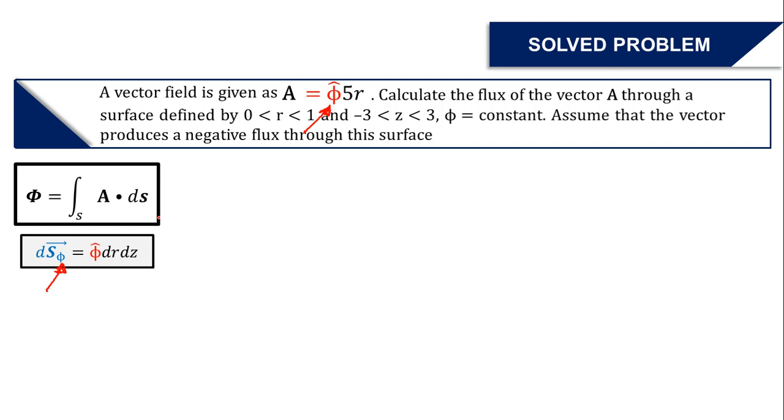So ano nang gagawin natin? We will substitute itong dalawang vector quantities na to sa formula natin. So with that, we now have the surface integral phi hat 5r dot negative phi hat dr dz. Naglagay ako ng negative, bakit? Kasi ang sabi, assume that the vector produces negative flux. Yan, negative flux kasi yan.